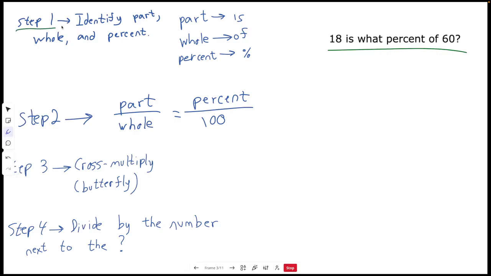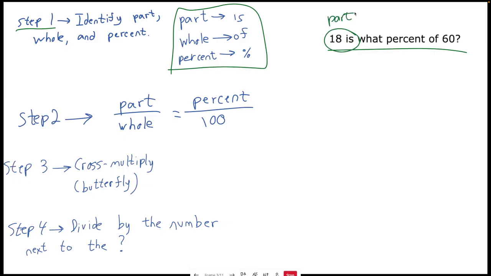Step one, identify the part, whole, and percent. And here are the clue words. Okay, these are the words you look for. So the word is going to tell you the part. So for example, here is the word is. So this is the part. Okay. The whole, look for the word of. Notice that I see it right here. So this is the whole.